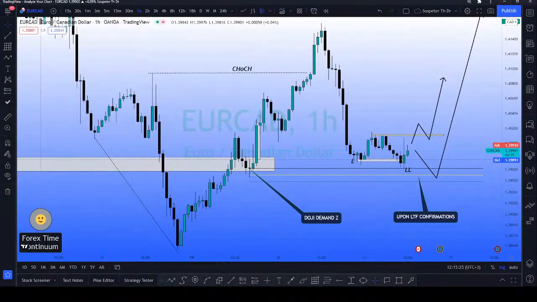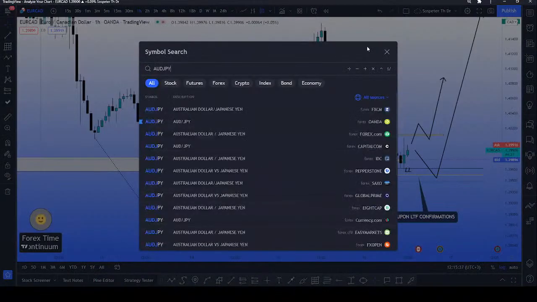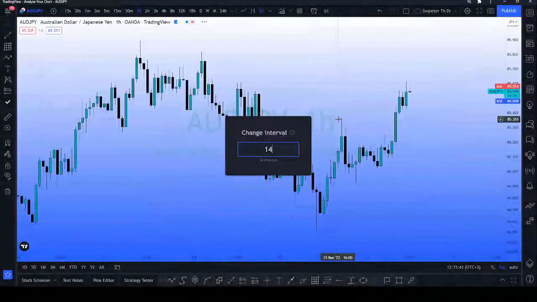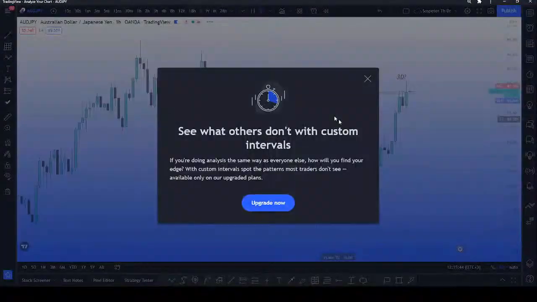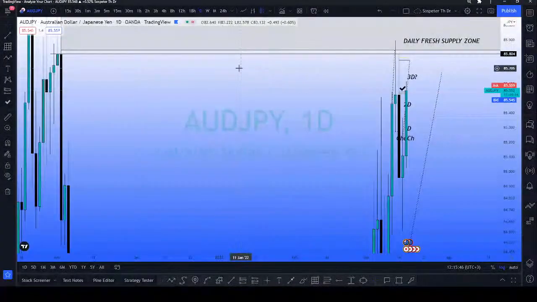Let's go to the next setup. Yeah, 16 minutes. Let's go to the next setup. So the next setup is AUDJPY. Our setup was on the daily time frame. Let's start with the daily.